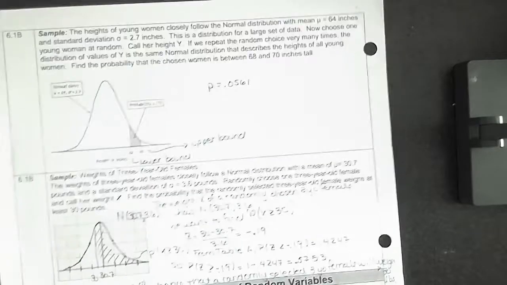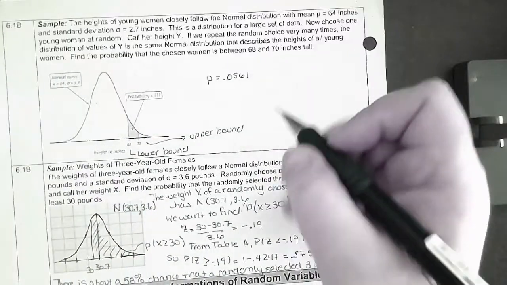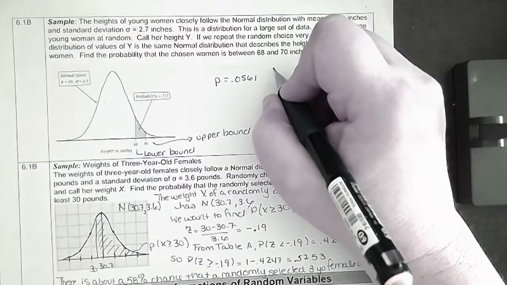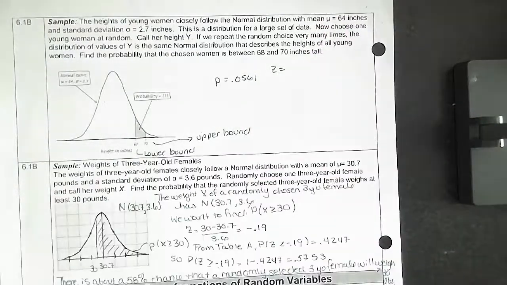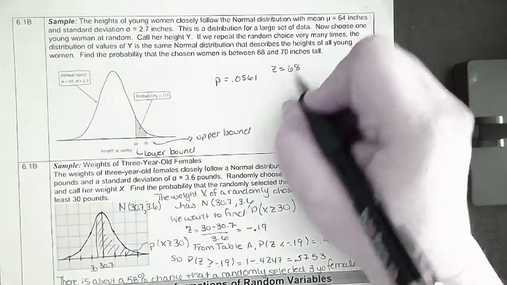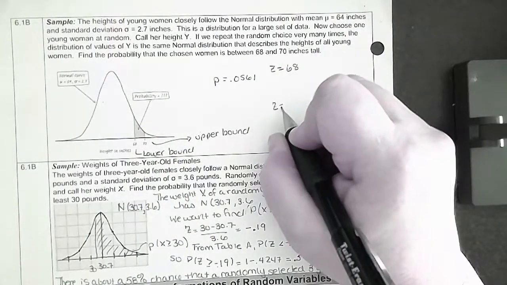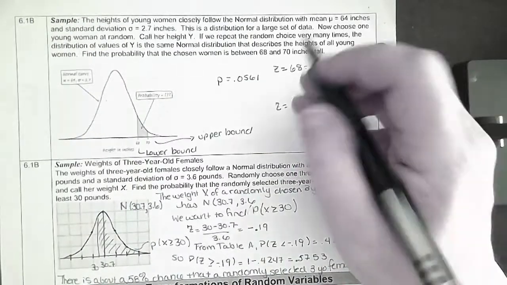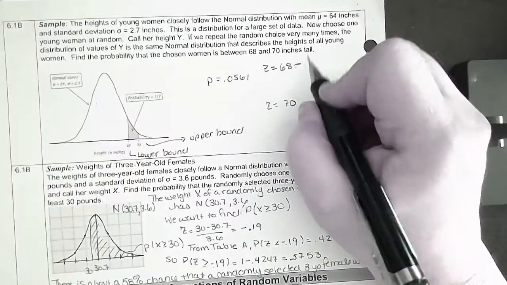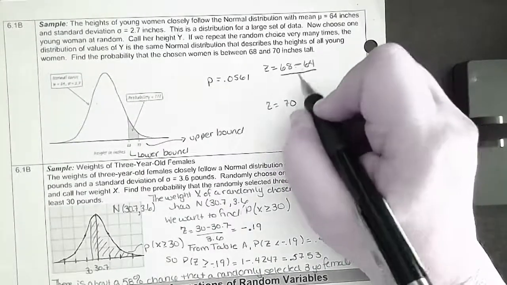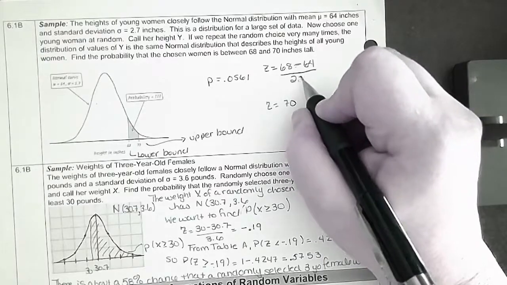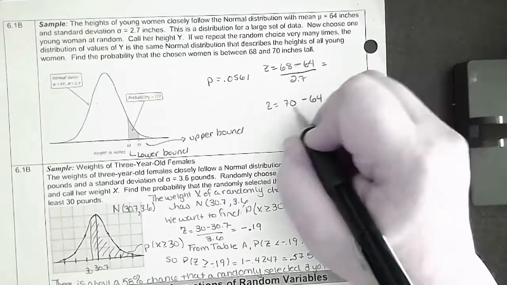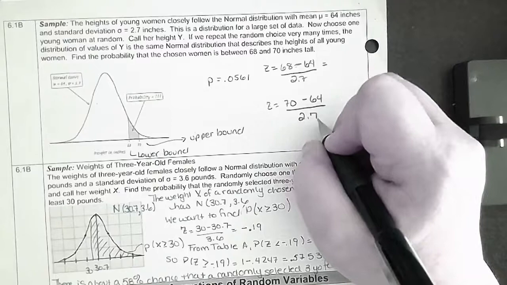Okay, so we have a mean. We could do two different things: plug this into the calculator, or calculate z-scores. Remember, we have to calculate two z-scores, one with the value of 68 and another with the value of 70, and then we take the difference of those two areas. So I do 68 minus the mean of 64, and divide by the standard deviation of 2.7, and I get some z-score. Then I do 70 minus 64 divided by 2.7, and I get another z-score.